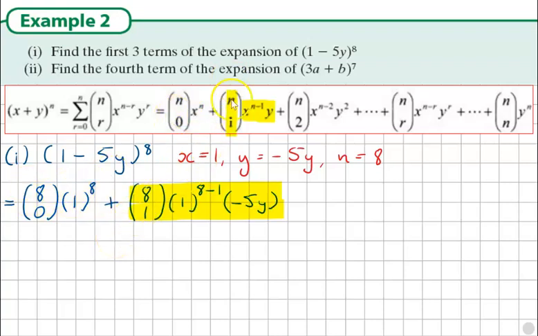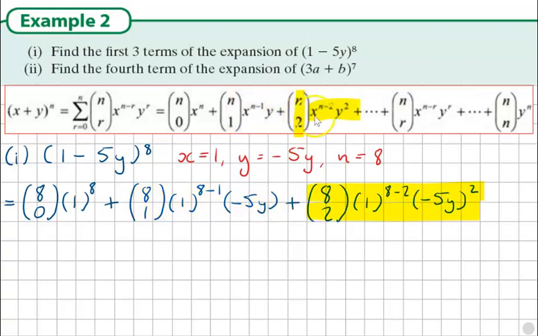So subbing in to n choose 1 times x to the power of n minus 1 times y, we get 8 choose 1 times 1 to the power of 8 minus 1 times minus 5y. Then n choose 2 times x to the power of n minus 2 times y to the power of 2 gives us 8 choose 2 times 1 to the power of 8 minus 2 times minus 5y to the power of 2.